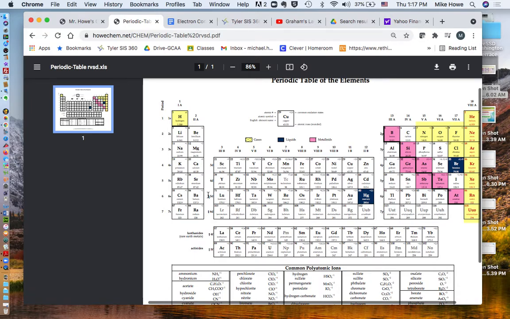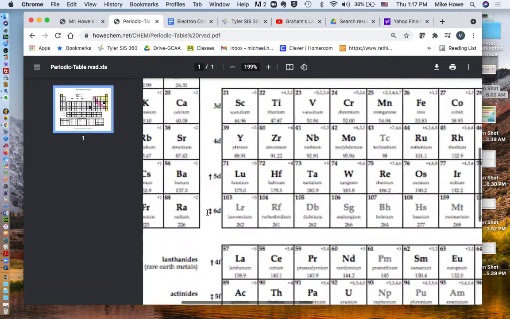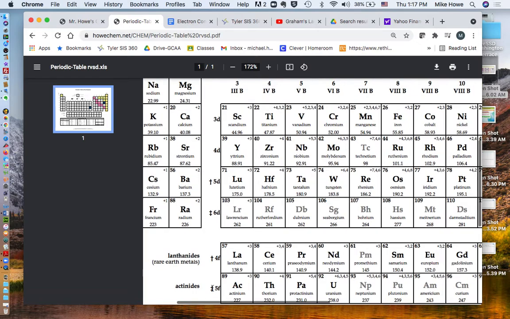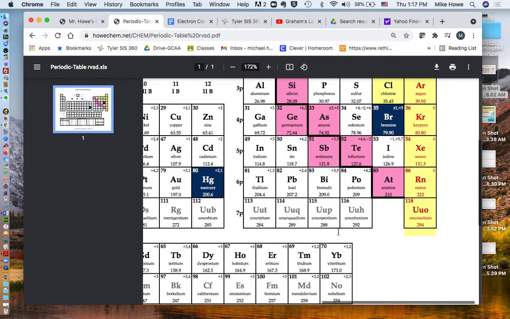So anyway, 6s, 4f, 5d is next, and after 5d is 6p, and then 7s. Then there's another one of these fancy little characters right here. See that double cross thing? That means go down here. So 5f would fit in right here in this space. Then 6d, then 7p, and that's all we have right now for elements that we know about.